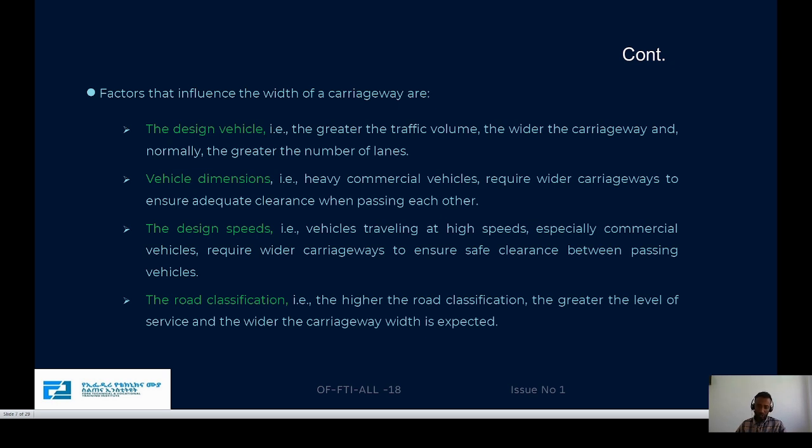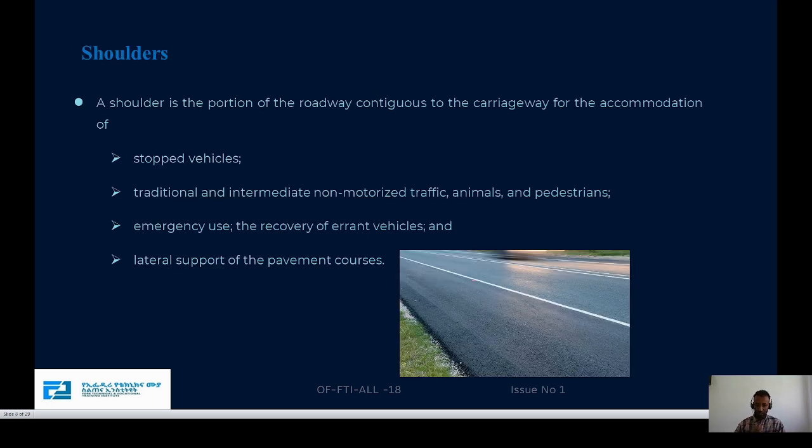it is related to the road classifications. For example, if the road classification is a trunk road, the standard is very high and the speeds will be increased. So for trunk roads there is a wider carriageway, and coming to link road, access road, and lastly feeder, the width of the carriageway will also be decreased.